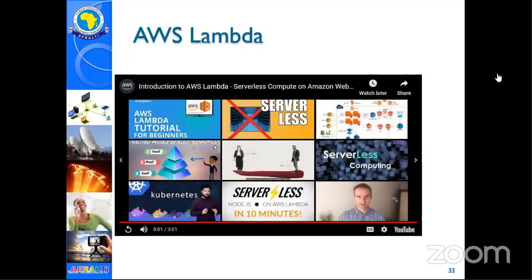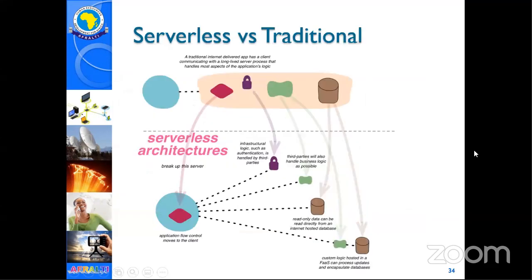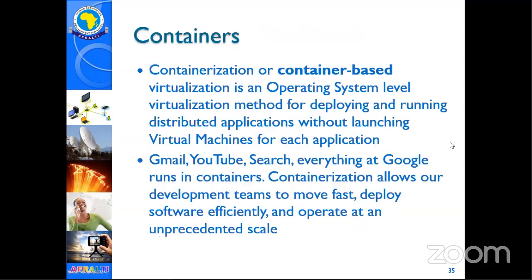So in a nutshell, that is what Lambda is. The difference, again, as I've explained, we won't go into this. In a traditional environment, you need a server to run most of the functionality. In serverless architecture, you do not need one, as displayed here and as I've explained.